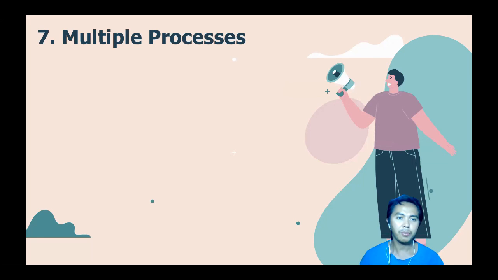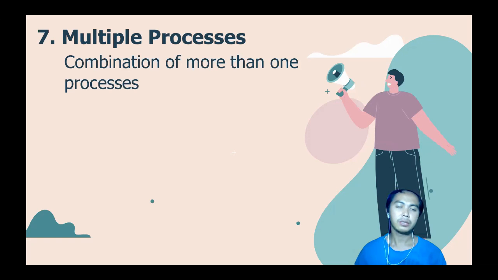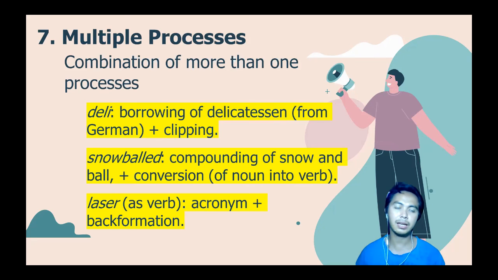The last process is multiple process, which is a combination of the previously mentioned processes. So it can be more than one process. In general, these are some examples. For example, deli is a combination of borrowing of delicatessen plus clipping. Snowball is a combination of compounding of snow plus ball, and then you add conversion in the end. While laser is a combination of acronym plus back formation processes.